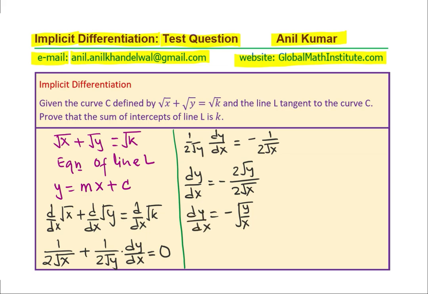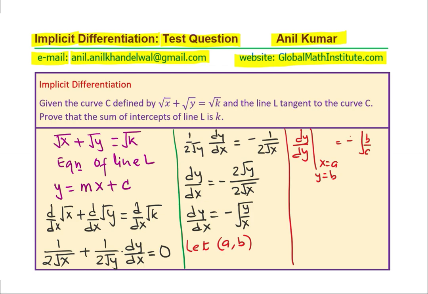So we get the derivative of the tangent line at any point on this curve. Now, let us say that the point which we are talking about is (a, b). Let (a, b) be the coordinate point. In that case, we find the derivative of this function at x equals a and y equals b, and that gives us minus square root of b over a, correct? So that becomes the derivative. That is the slope, right?